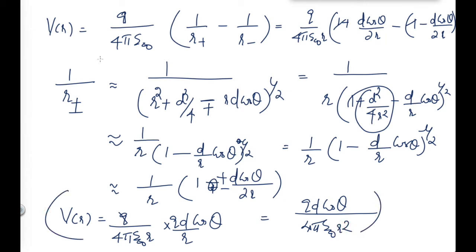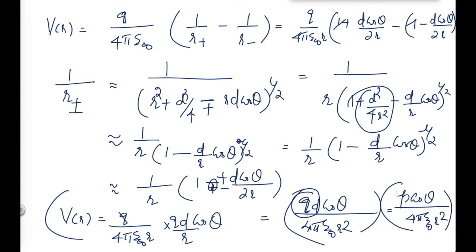So even though the net charge, q plus minus q, becomes 0, the potential due to the dipole comes as q d cos theta by 4 pi epsilon 0 r square. So you can see that, and you know that qd is the dipole moment of the dipole, and you can write it as p cos theta by 4 pi epsilon 0 r square.